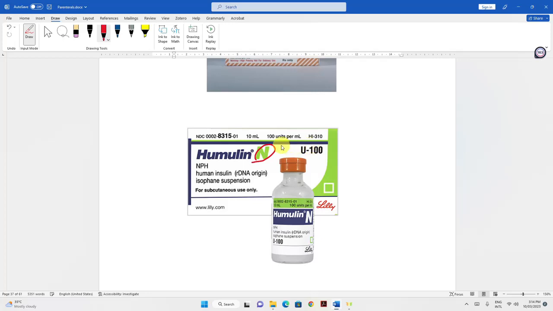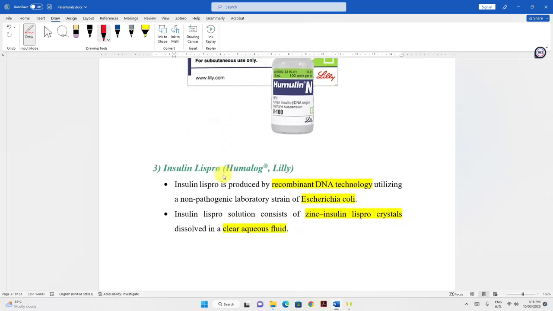Okay, and again you see U100, it's 100 units per ml. And they call it NPH, or isophane insulin. I want you also to notice that this is a suspension. Whenever you are adding protamine, you'll get a suspension. Someone might ask about the pH. The pH is usually around 7 point something, so it's almost neutral.